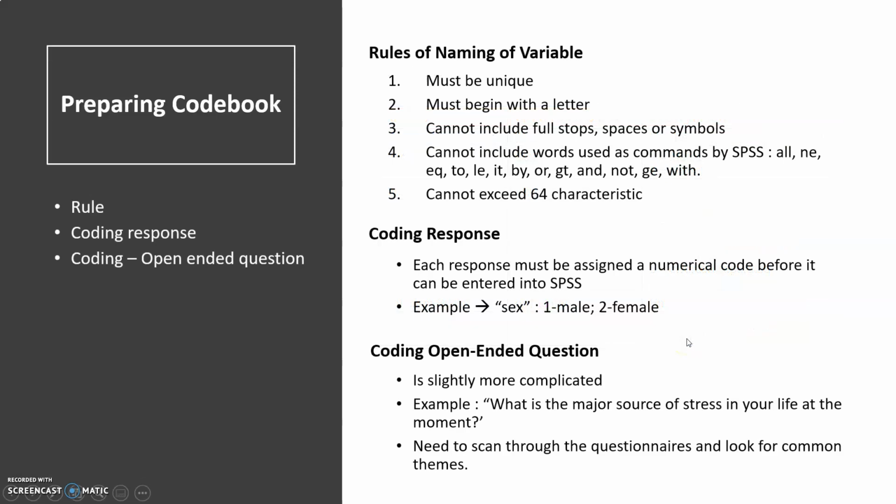Okay, so when you create the name of a variable, we have to follow the rules. The variable name must be unique, must begin with a letter, cannot include any symbol except underscore, cannot include keywords of SPSS, and cannot exceed 64 characters. Okay, this is the coding that I said just now, so we will represent it with numeric codes.